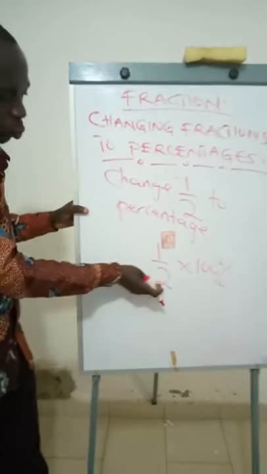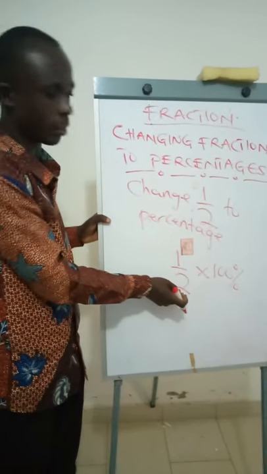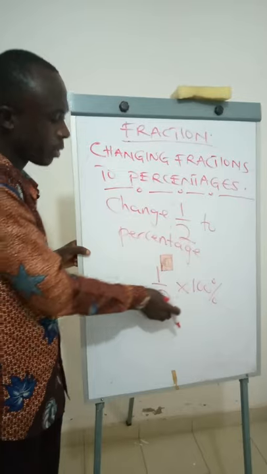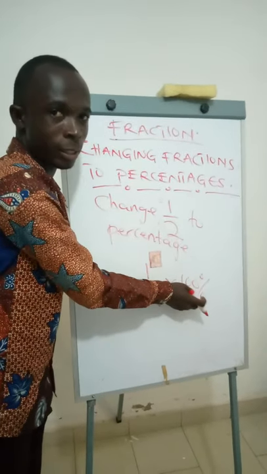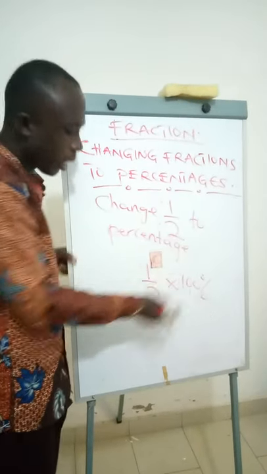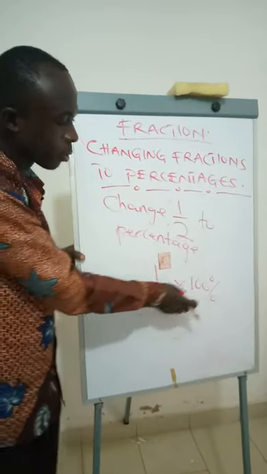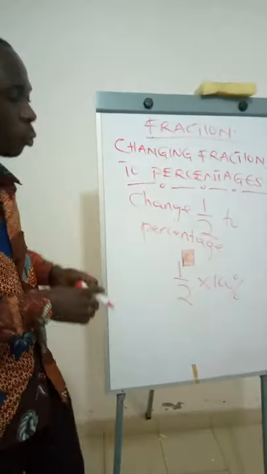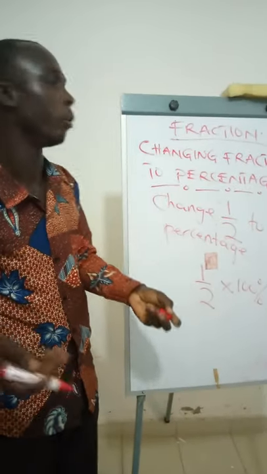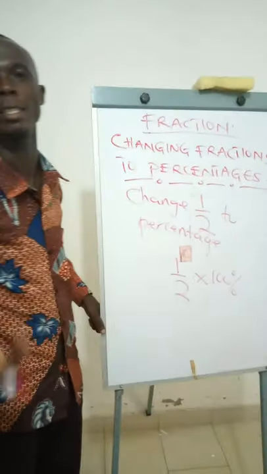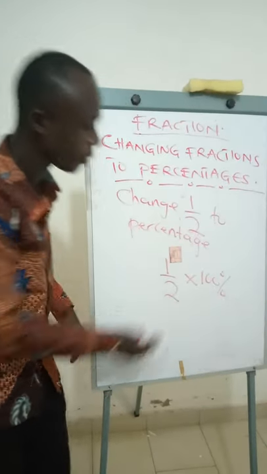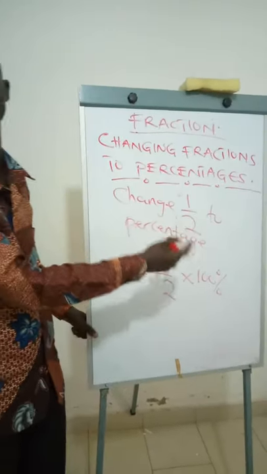You see, this 2 is divisible by what? 100. Always they'll give you a number that is divisible by this percentage. At times they'll give you a number that is not divisible by this 100%. That is where you should use long division, and we haven't reached that section. But now I'll give you a number that is always divisible by this 100.